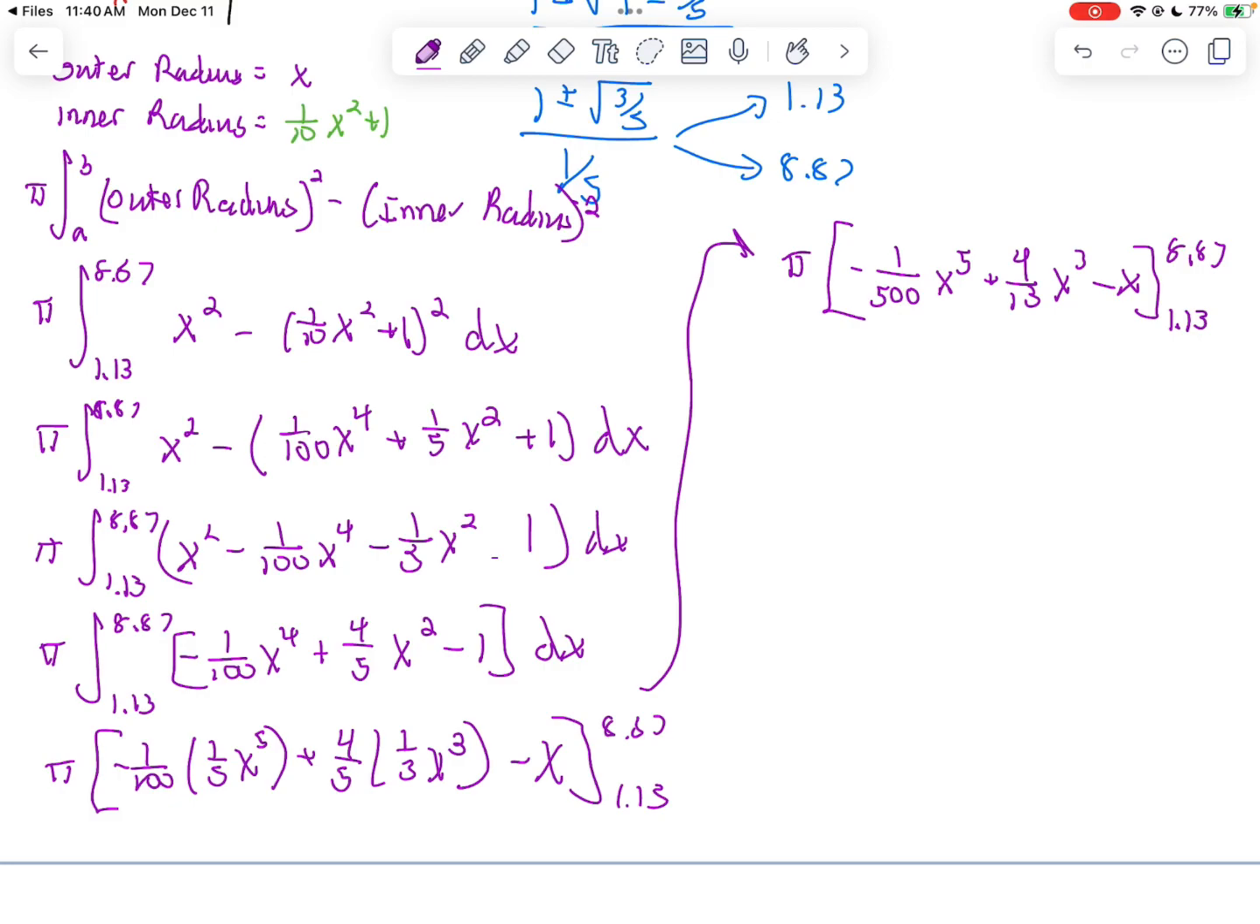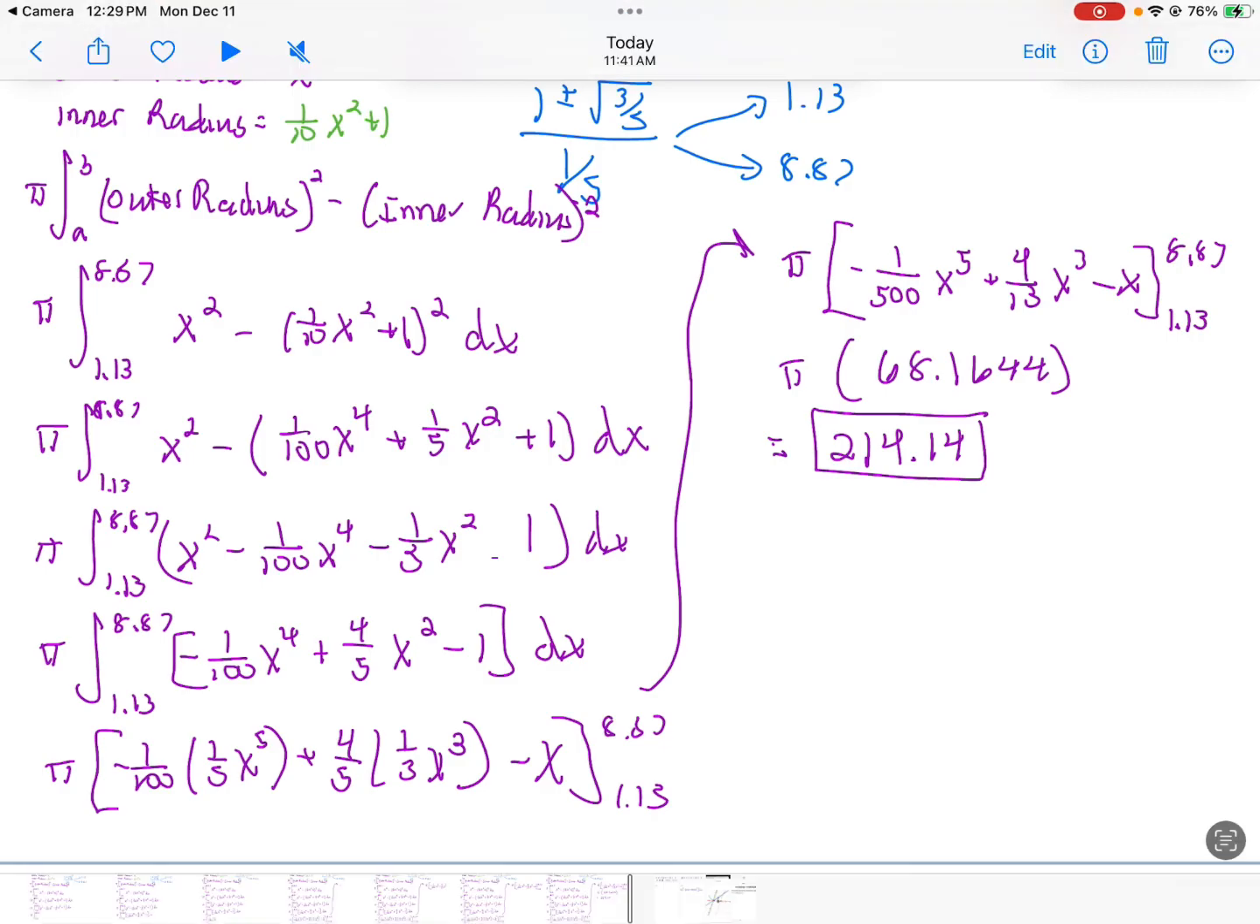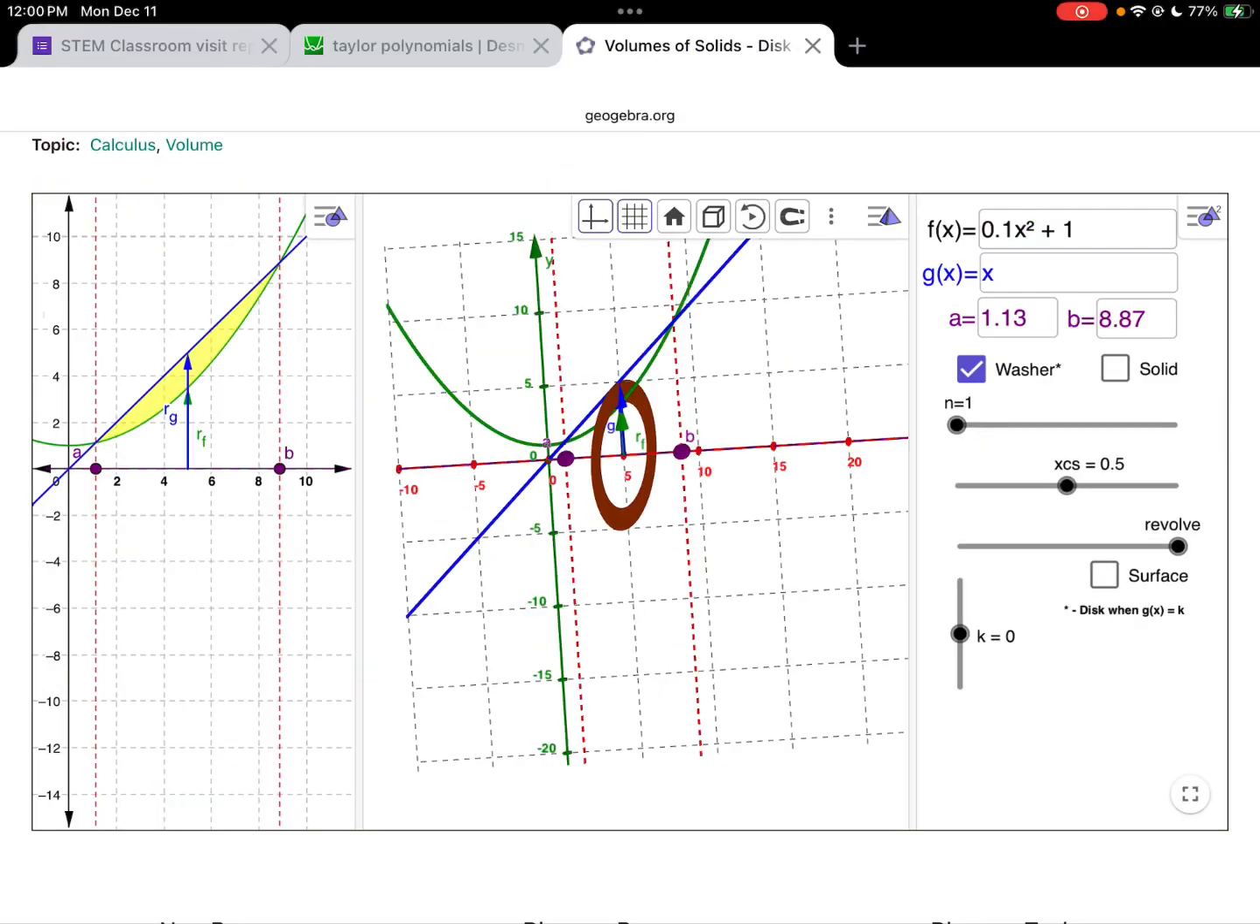So now I'm just going to go to my calculator and replace every x with 8.87, minus replacing every x with 1.13. And then don't forget to multiply that by pi. So let's see. If I take the upper bound minus the lower bound, I get 68.16. Multiplying that by pi, we get 214.14. So the volume of the shaded region is 214.14. Therefore, we know the volume of the solid of revolution that is formed is 214.14 cubic units.